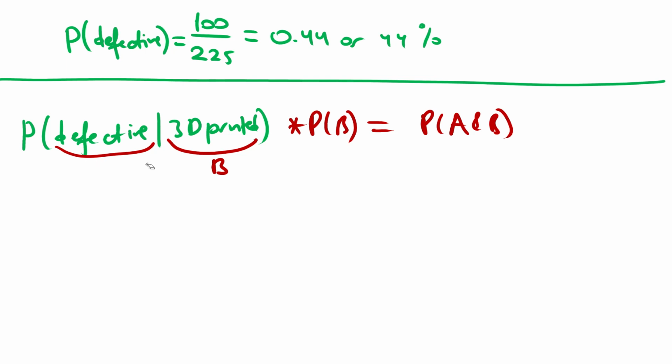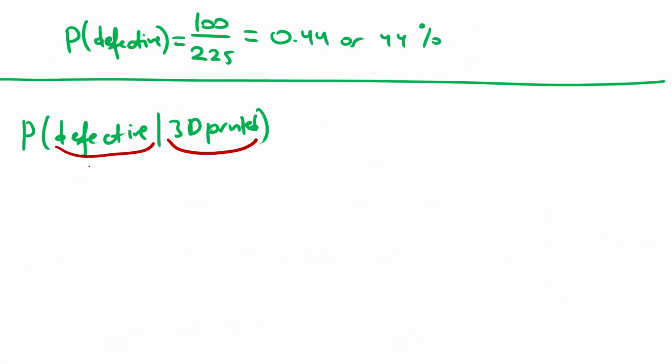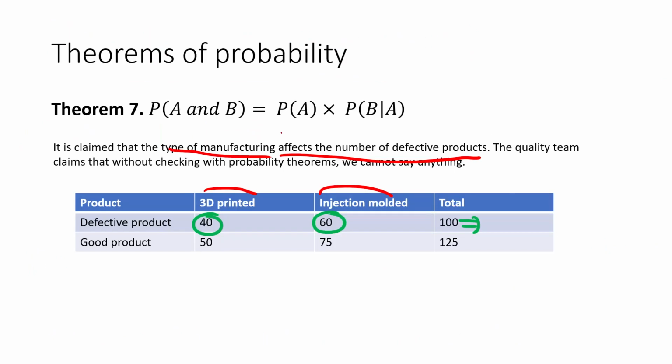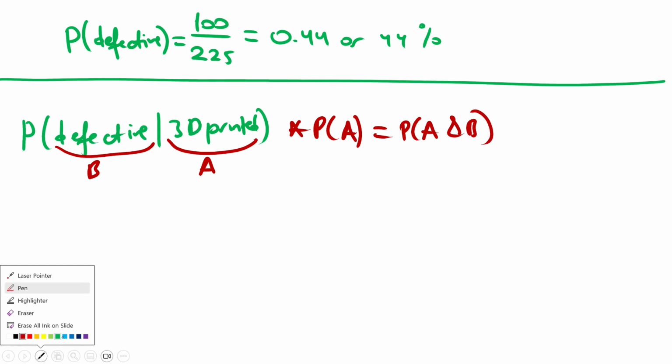For example, you can call this one B, not to make things complex. You can call this one B and then call this one A. As you can see, if you multiply this one as the possibility of B, A, this one will be equal to the possibility of A and B. This is the part that we are trying to find, but we can find the other parts.